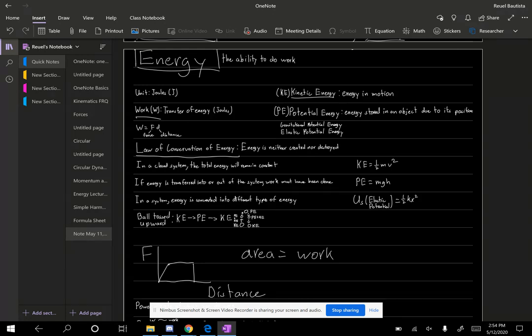So we talked a lot about work. Work is the transfer of energy, right? So the work is how you're transferring energy.